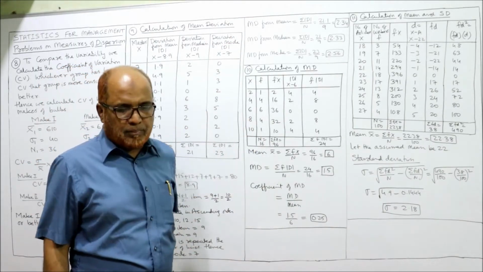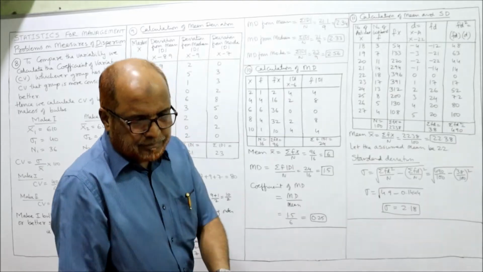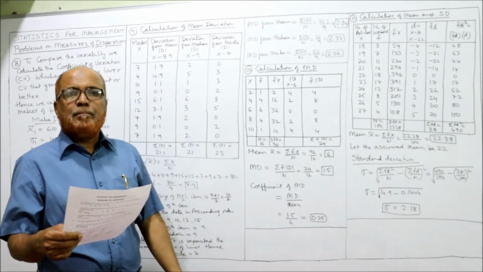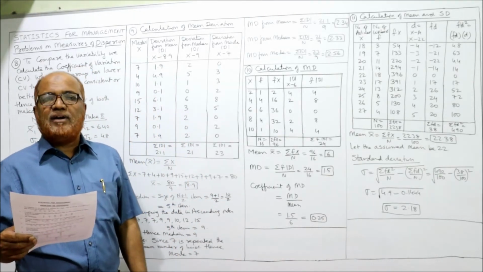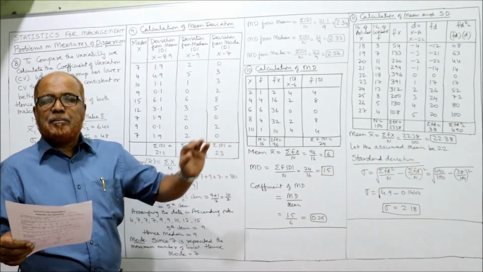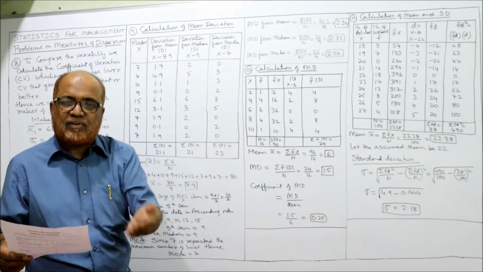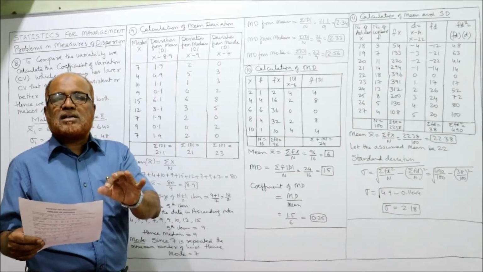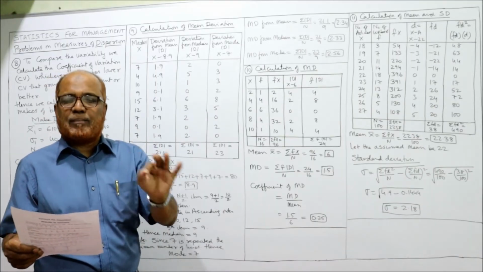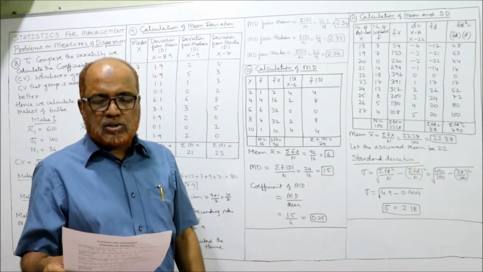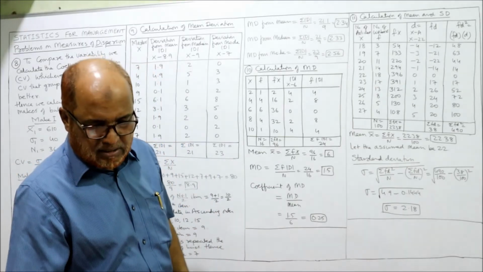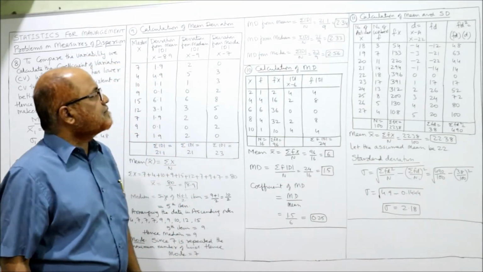Now the next problem, problem number 10. Calculate mean deviations. Take deviations from mean. In the previous problem we took the deviations from mean, median, mode because it was specifically asked. But now it is asking you to take the deviations only from mean. From the following data, also find its coefficient.